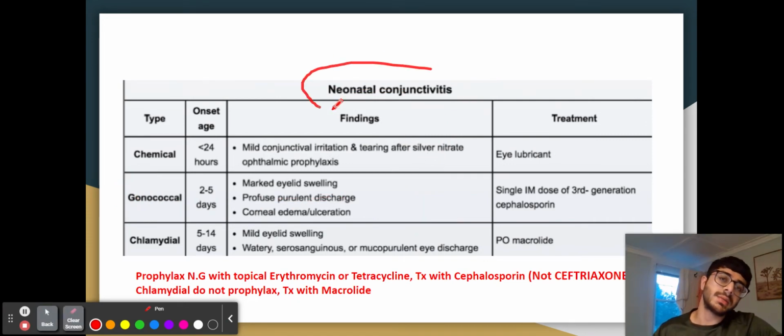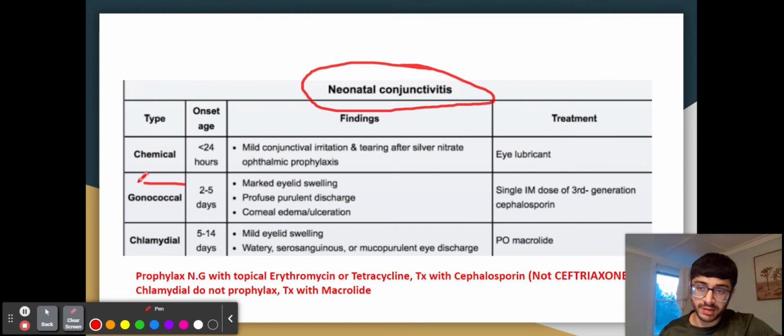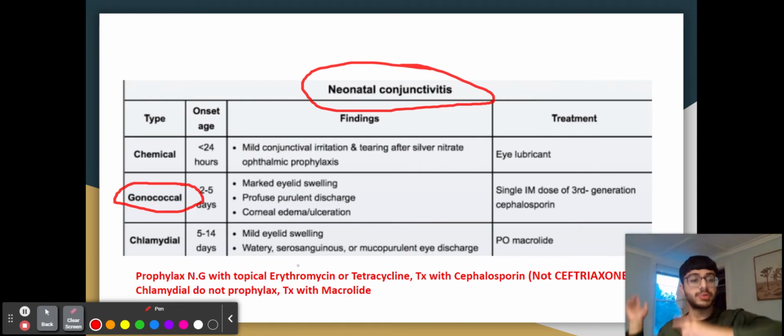Okay, this is something everyone gets wrong. The reason they get it wrong is, first of all, when they give you a gonococcal conjunctivitis, they'll say there's purulent discharge. They'll ask you how to treat. Everyone will choose oral erythro for some reason. Remember that to prophylax against Neisseria gonorrhea, you're going to give topical erythro. That's for prophylaxis. Or topical tetracycline. That's for prophylaxis when they're born.